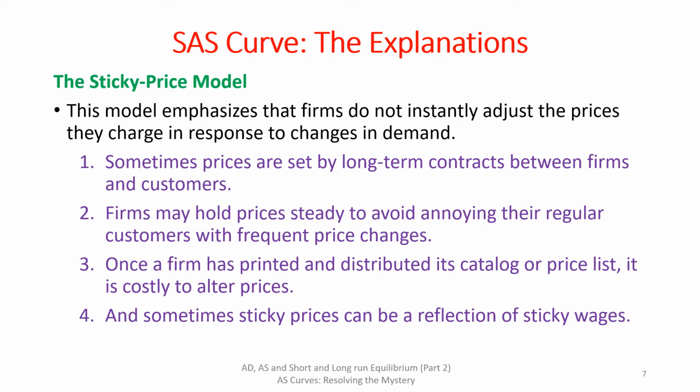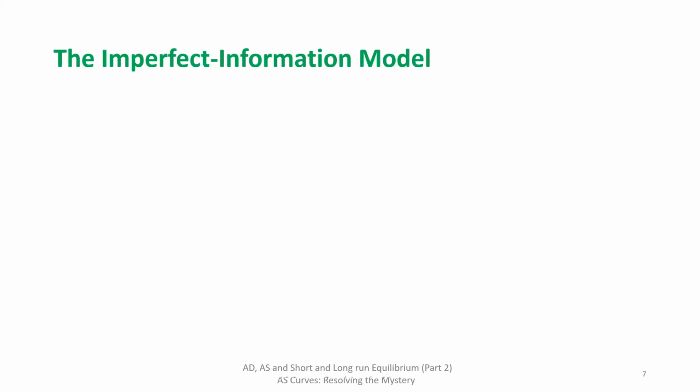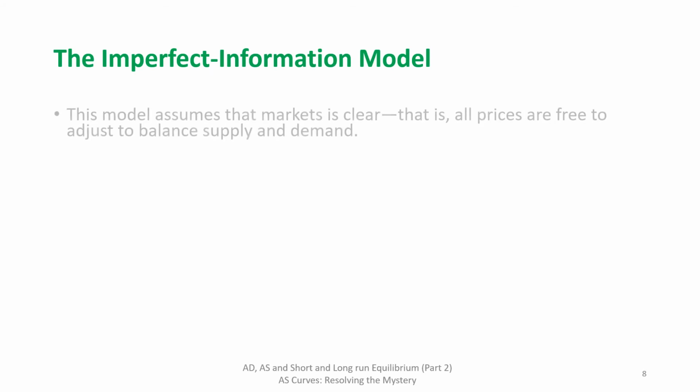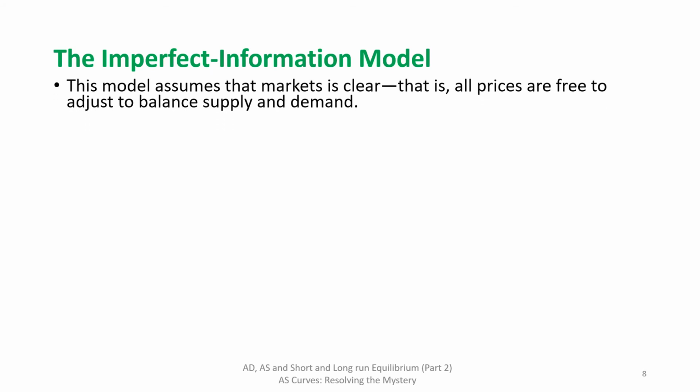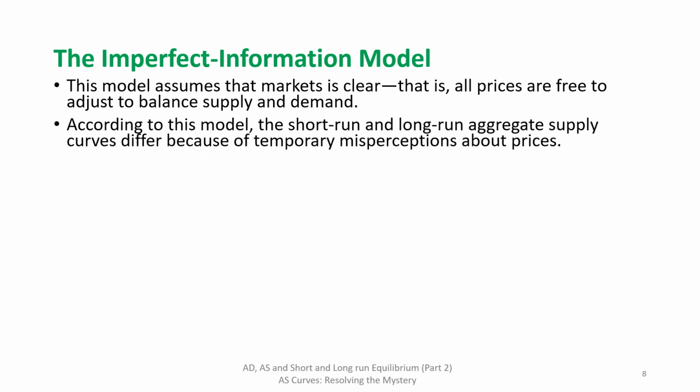The second explanation is the imperfect information model. This model assumes that markets are clear, that is, all prices are free to adjust to balance supply and demand. However, the short run and long run aggregate supply curves differ because of temporary misperceptions about prices.